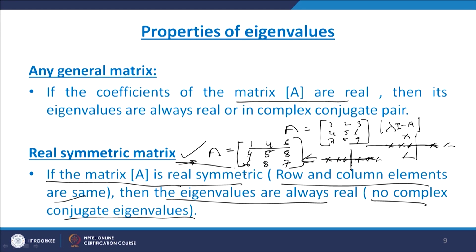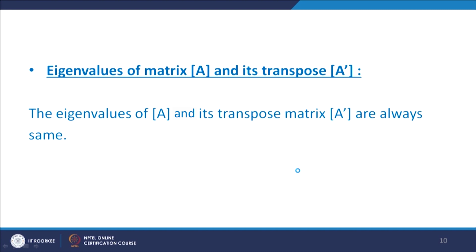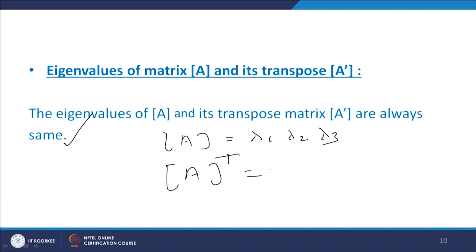That is this part. Eigenvalues of a matrix A and its transpose. The eigenvalues of A and its transpose matrix are always the same. That means if you take the A matrix, let us say it has eigenvalues lambda 1, lambda 2, lambda 3, and if you make the transpose of this, we will always get the eigenvalues lambda 1, lambda 2, lambda 3.